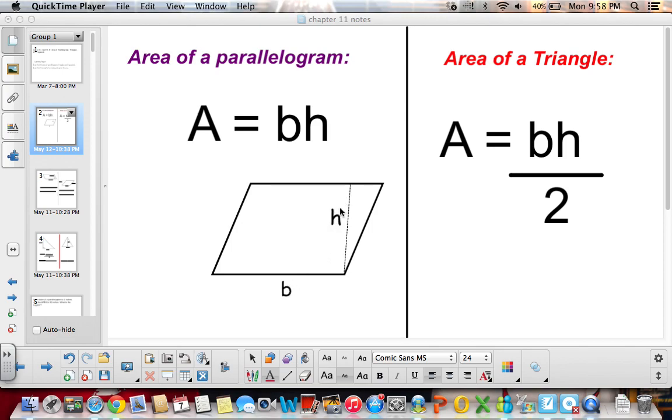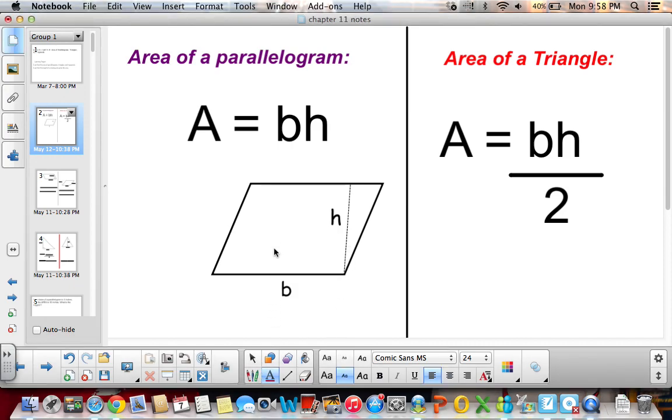So base times height. If we think of a parallelogram and we break it into 2 parts, then it would be 2 triangles. This is a triangle, and this is a triangle. So the area of a triangle is basically the area of a parallelogram divided by 2. So it would be base times height divided by 2. So make sure you have this written down and maybe circle it, and then this written down and circle that.